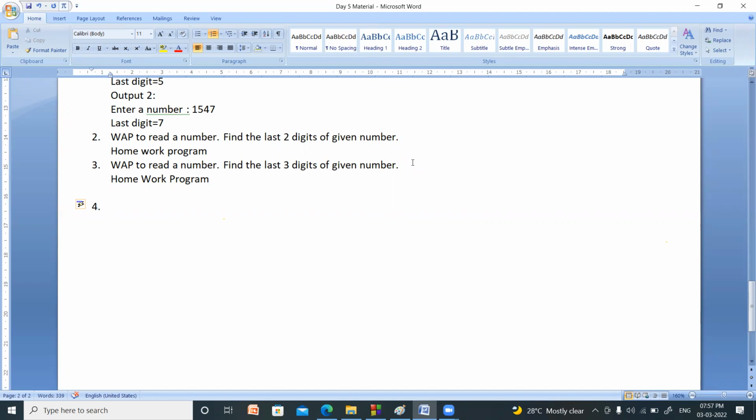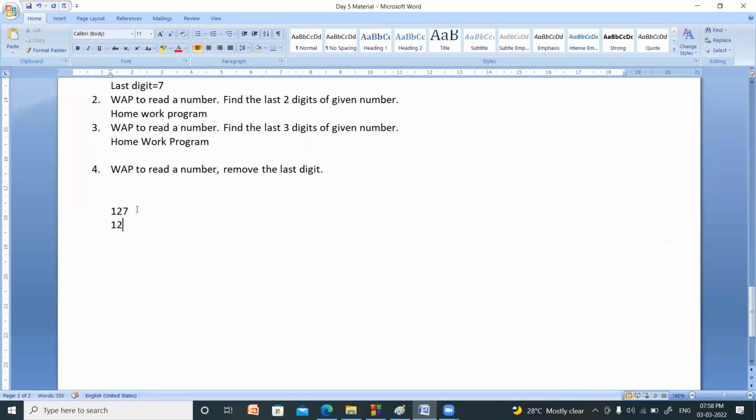Now, the fourth program is: write a program to read a number and remove the last digit. Suppose my number is 127. We have to remove the last digit. Then the number becomes how much? 12, right? So if your number is this one, your answer should be this one. That's it. You have to remove the last digit.